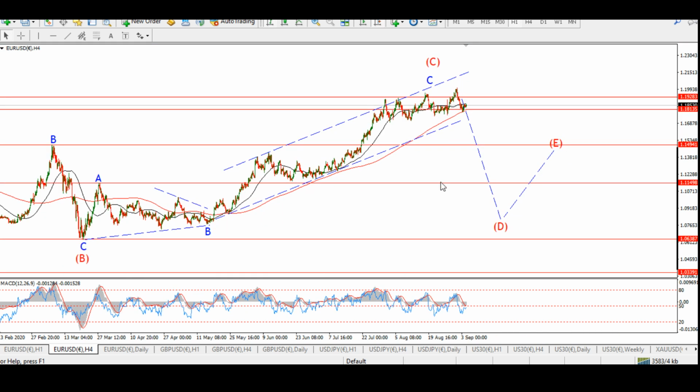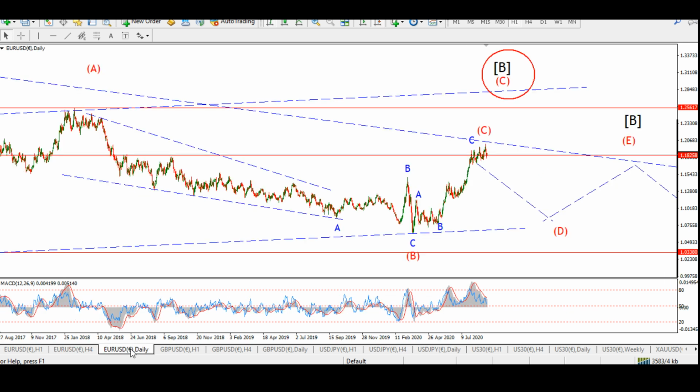The main thrust of the count that I'm working with in Eurodollar is this large triangle here, that's been going on for a year and a day, or God knows how long, years now. I'm expecting a decline into a D wave. So if we're topping out in wave C, then I'm expecting a decline into a D wave. This is the daily chart here.